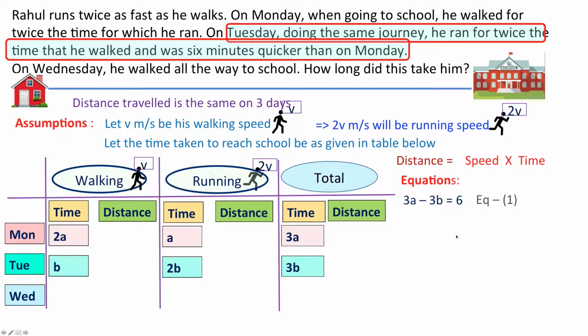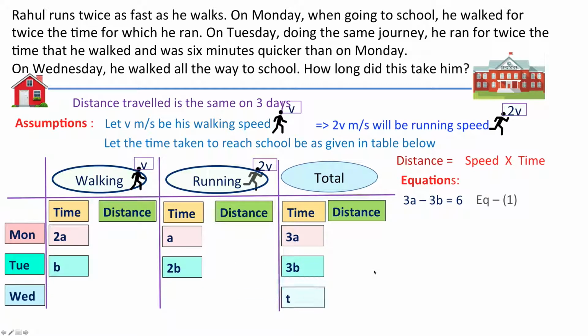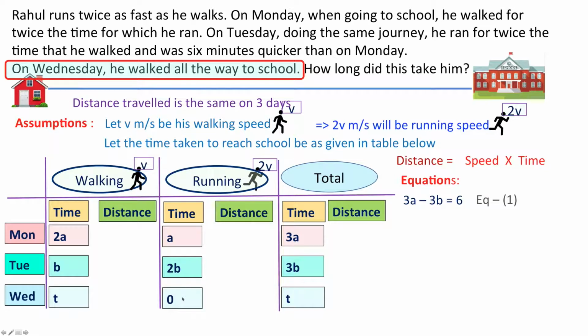Then finally, we'll come to Wednesday and we'll assume that the time taken on Wednesday is t. Why is it t? Because the information given here is that on Wednesday he walked all the way to school, which means he just walked for t minutes and he did not run at all. So the time for running is 0. He didn't run at all. So t plus 0 gives you t.